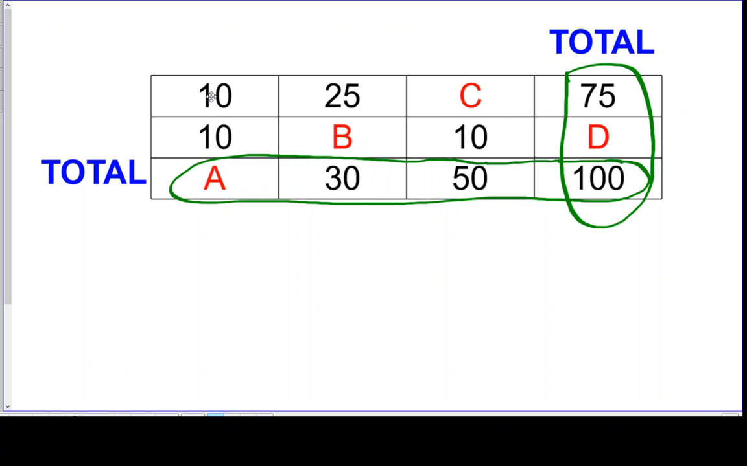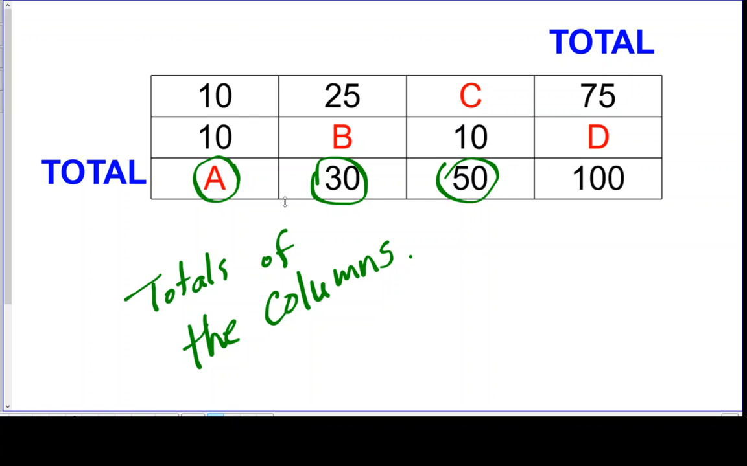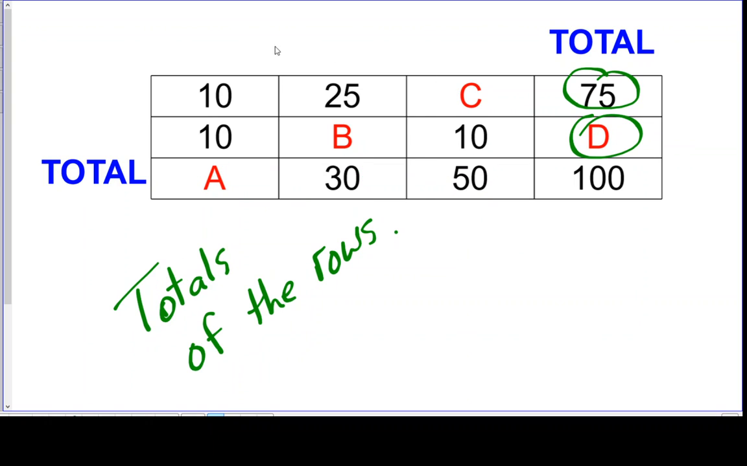A represents a total of 10 and 10. 30 represents a total of 25 and whatever this number is. 50 represents a total of C and 10. 100 represents a total of 75 and whatever number D is. Notice also, that's what we just talked about here, the totals of the columns. So A, 30, 50, those all represent totals of these columns, and 100 also is a total of this last column.